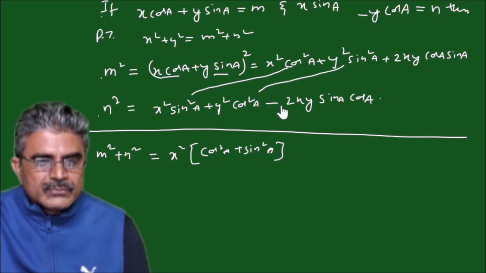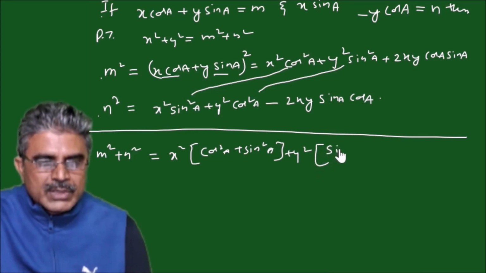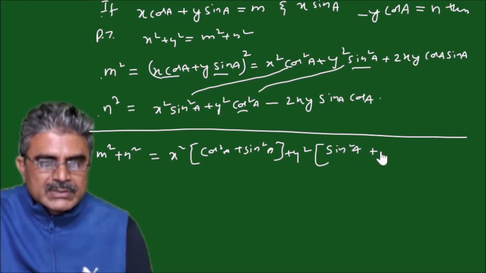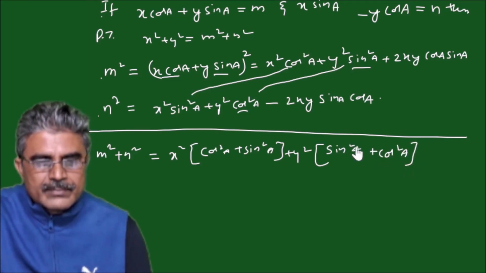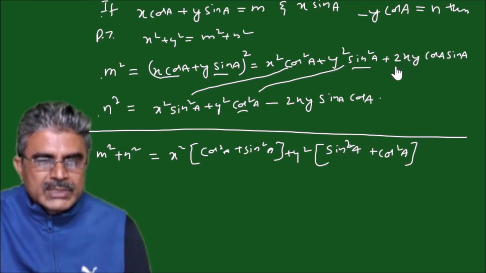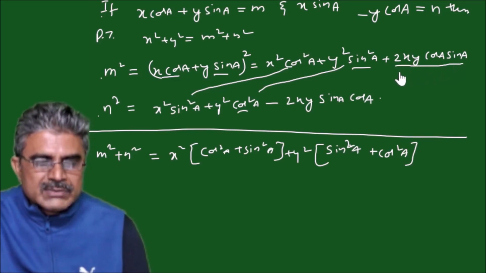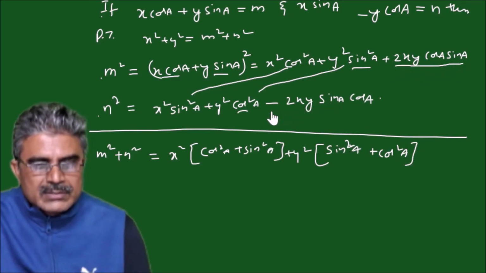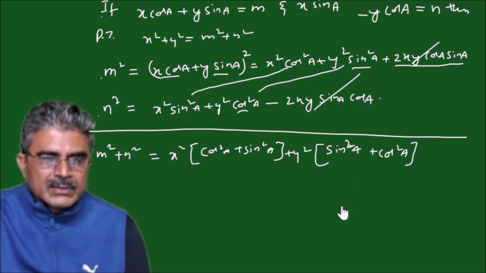And here also y square a. If you bring plus y square as common, you have sin square a in this term and cos square a in this term. So plus is cos square a, and this 2xy cos a sin a, which is positive here, and here minus 2xy sin a cos a, both are same, gets cancelled.